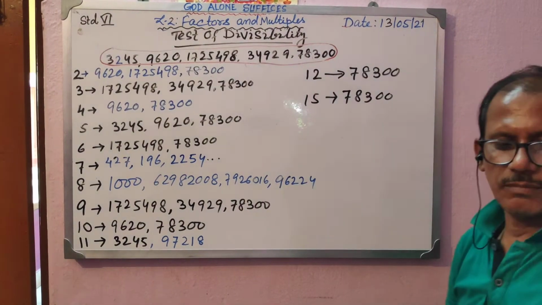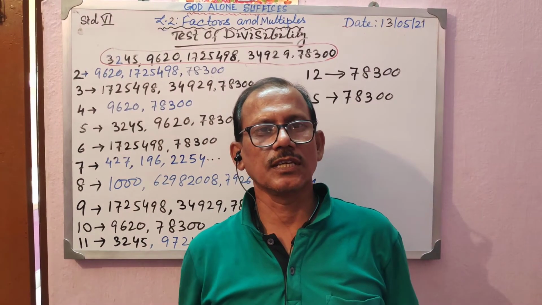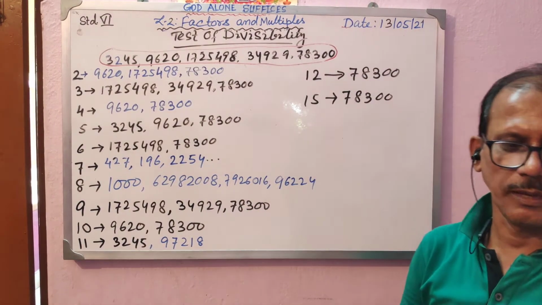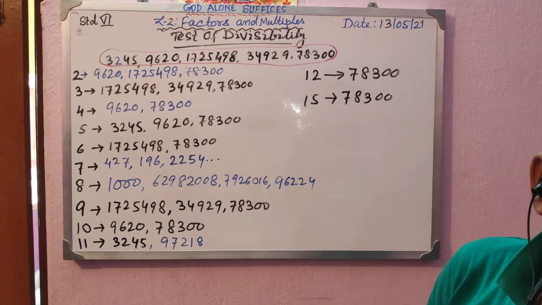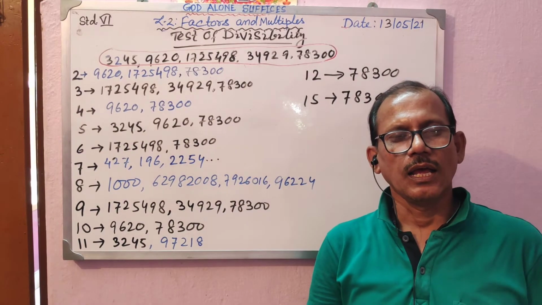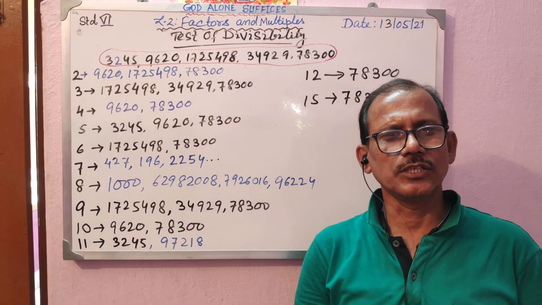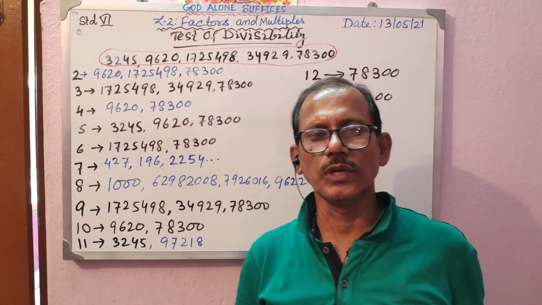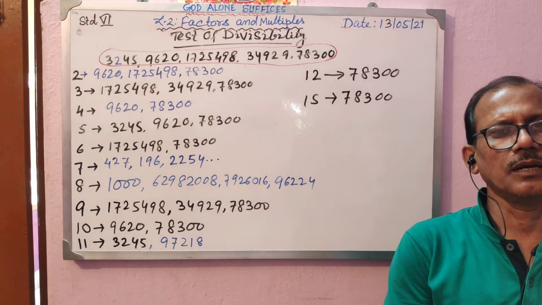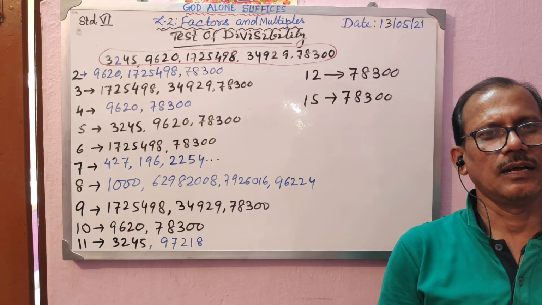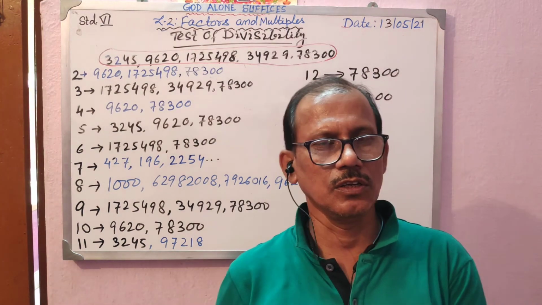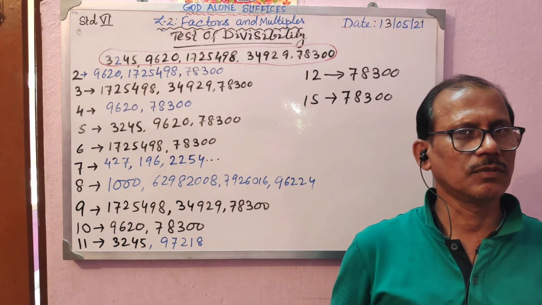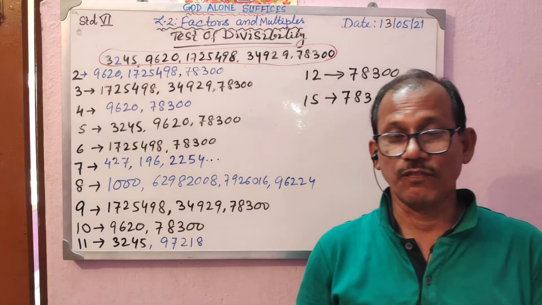Okay, students, before moving on to your next exercise, the first exercise of Factors and Multiples, exercise 2A, page numbers 23 and 24, I would like to teach you a test of divisibility. Because in exercise 2A, you need to find out whether some number is a factor of a greater number given to you or not. To do that, the test of divisibility will be very effective.